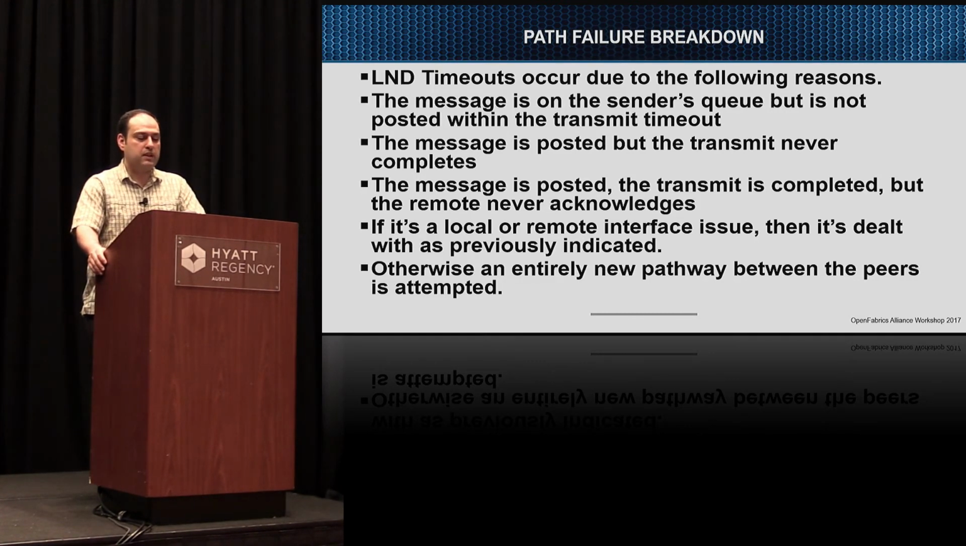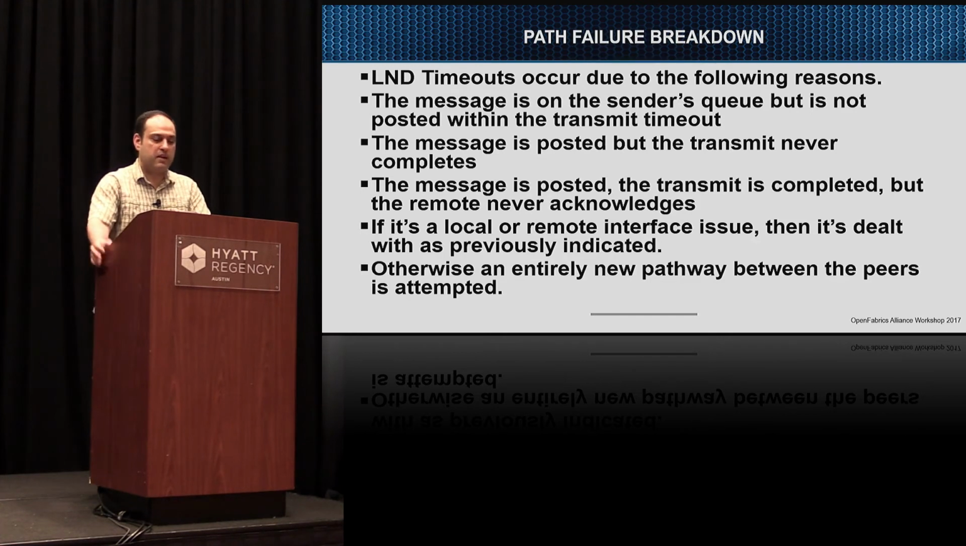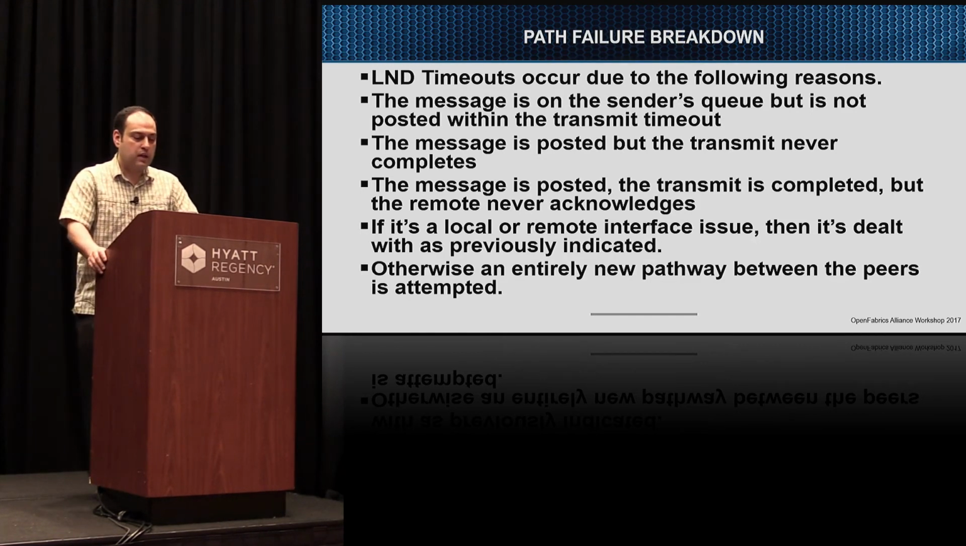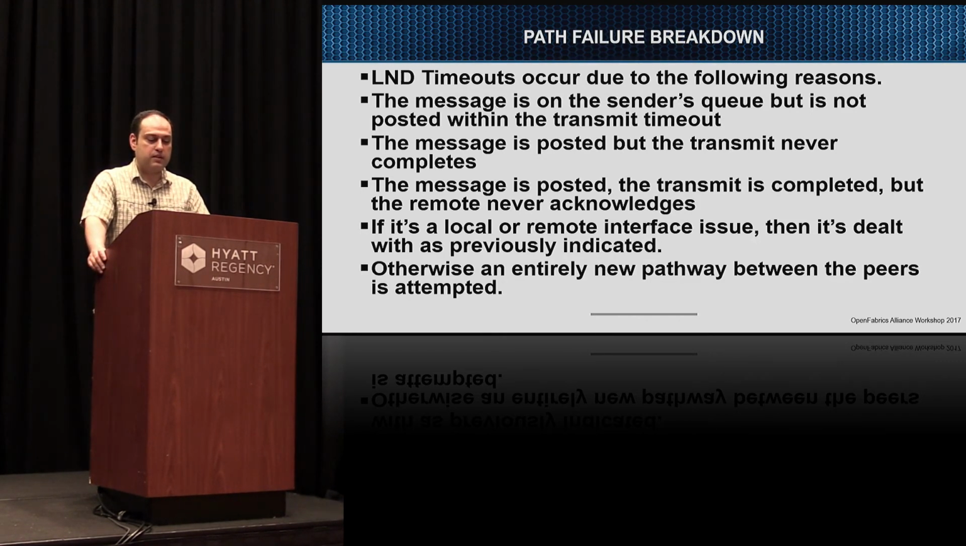Second, the message could be posted, but the transmit never completes. This indicates that we don't know exactly where the problem is. Did the far end never receive it? Did it get dropped somewhere in the network? So we'll have to handle that as well. And finally, the message is posted, the transmit is completed, but the remote never acknowledges the message back via our protocol. At this point, we know that there is something wrong on the remote side.